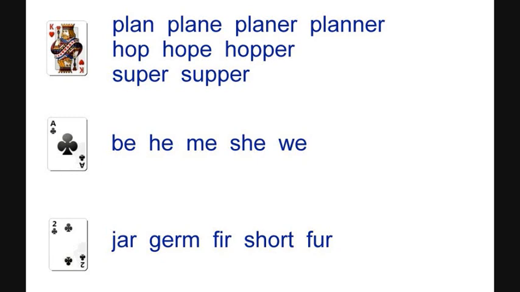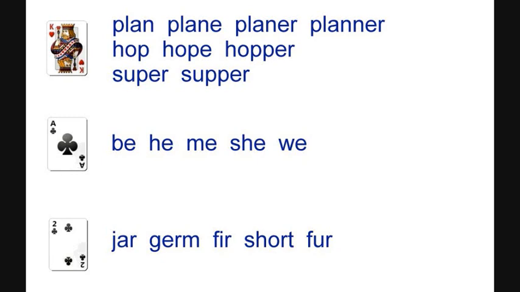Here's another rule that usually works. If a word is made up of one or two consonants and a single E at the end, the sound is like the name of the letter E. Look at the ace of clubs. The words are be, he, me, she, we.